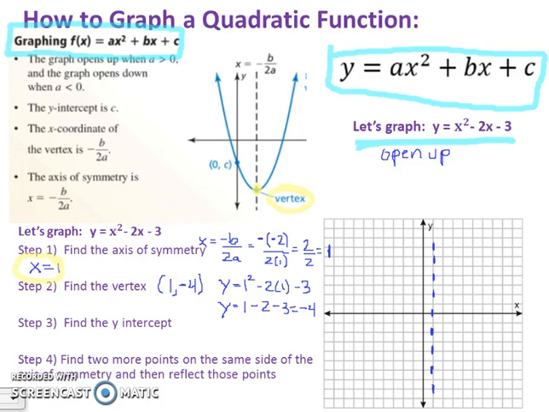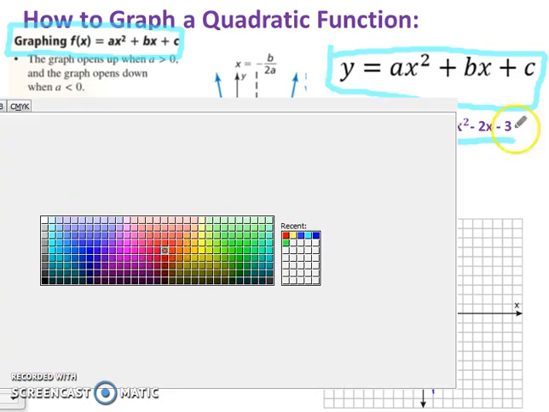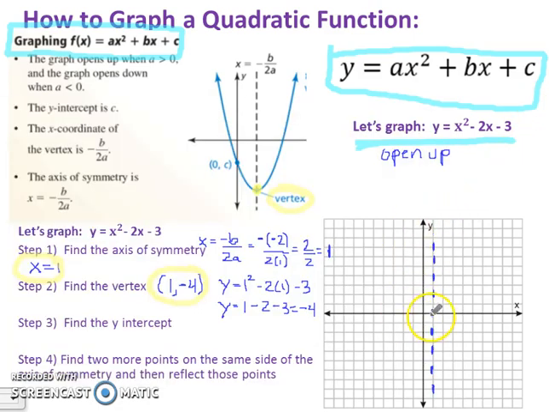So that is my vertex, and we can go ahead and plot that point. 1, 2, 3, 4. There's my vertex. I've graphed that.